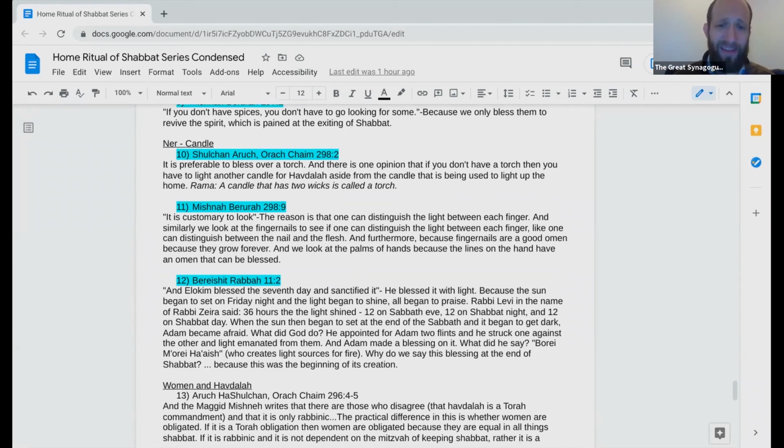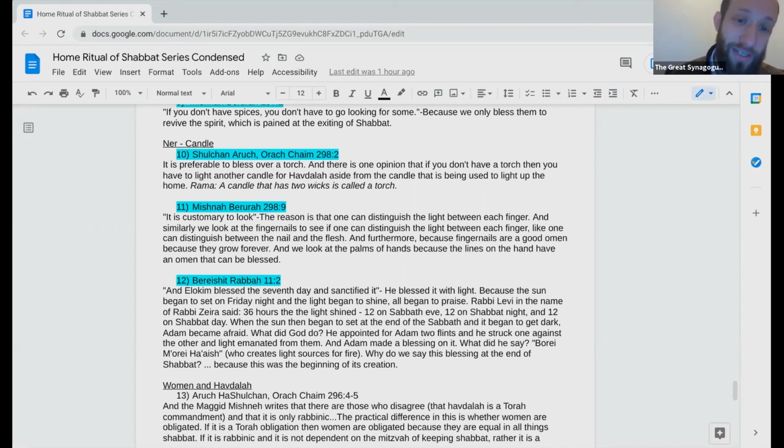When the sun then began to set at the end of the Sabbath and began to get dark, Adam became afraid. What did God do? He appointed for Adam 2 flints, and he struck one against the other, and light emanated from them. And Adam made a blessing on it. What did he say? Borei meorei ha'esh, who creates light sources for fire. Why do we say this blessing at the end of Shabbat? Because this was the beginning of its creation.